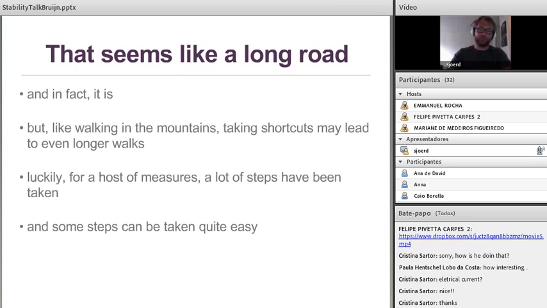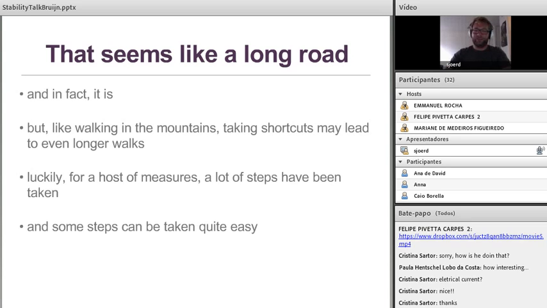Good time to pause actually. Oh, wait, this is to sum it up, kind of. So it seems like a long road to test for one measure if you actually should be using it, and it is. But like walking the mountains, I think that taking shortcuts may lead to even longer walks. I mean, you might just end up in front of a river which you can't cross. So it's good to just take the long road and be safe and know that you're measuring what you measure.